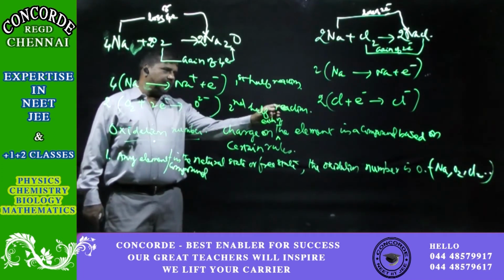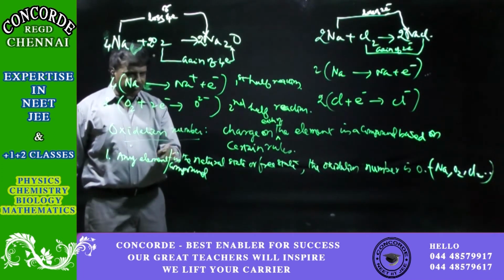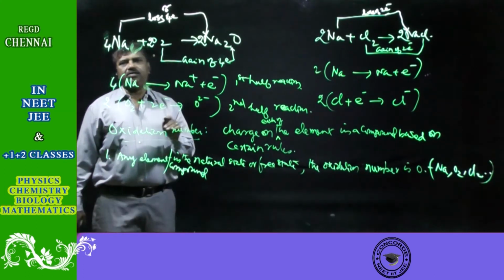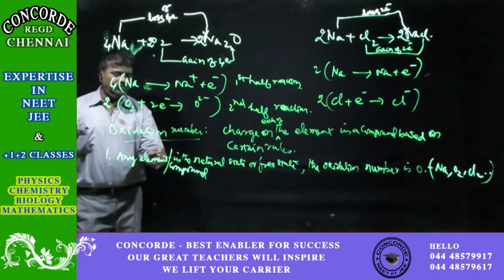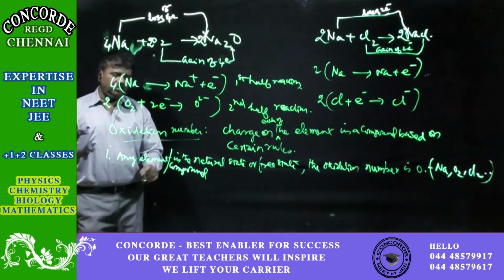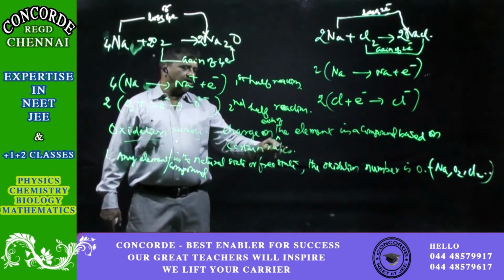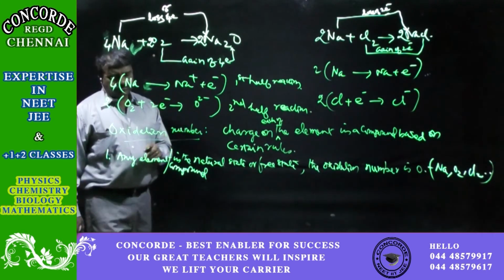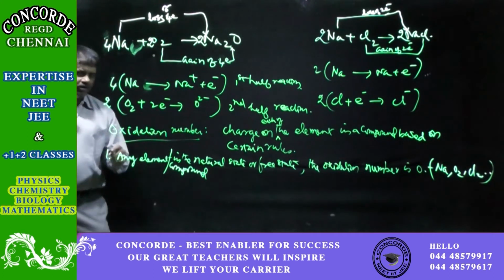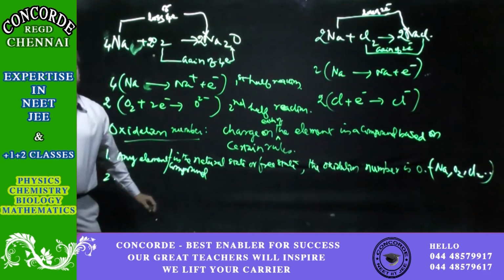Since we have said O2 and Cl2, they are not single elements but dimers, made up of more than one atom, so they are molecules. So any element or compound in the natural state or a free state, the oxidation number is 0. So that is one set of rules. So what about the other set of rules?